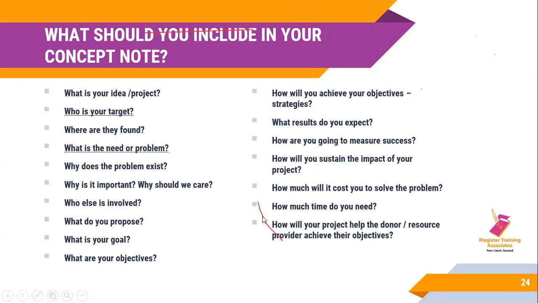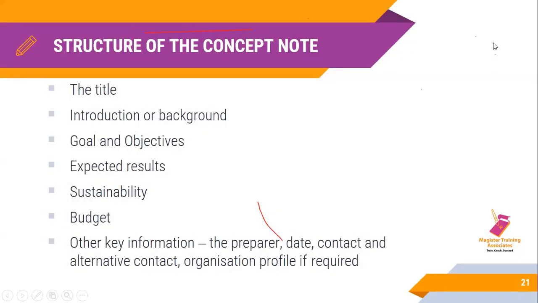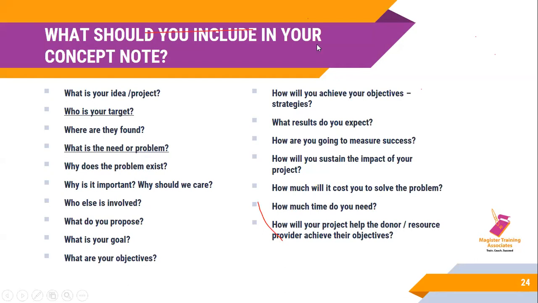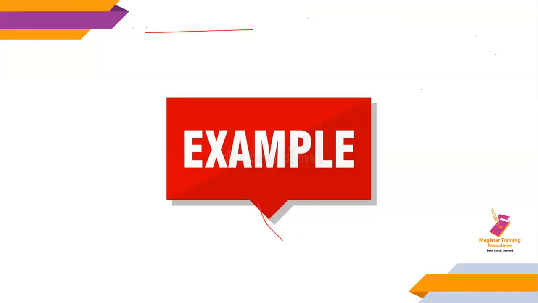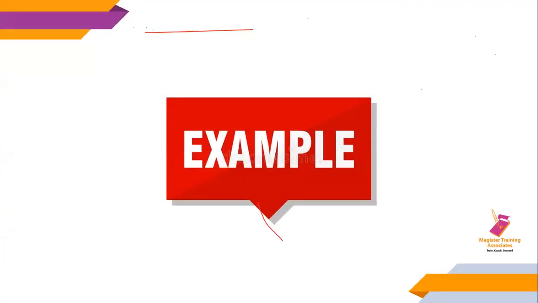So this is what you need to include in your concept note, and you can then group them into this structure. You have the title, you have a few questions that will help you make your introduction or your background. You have your goal and objectives, your expected results, sustainability. All those questions that we are seeing can fit within this structure, and then you're good to go with a concept note that responds to what the funders would also like to realize. So I would like us to go through a short example on how we can practically use what we have covered to get an example done.